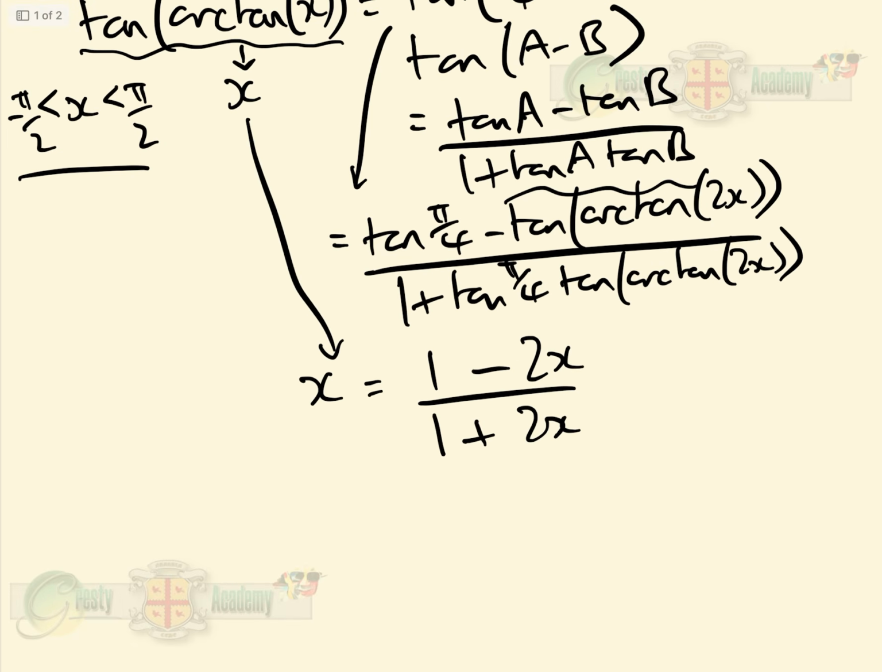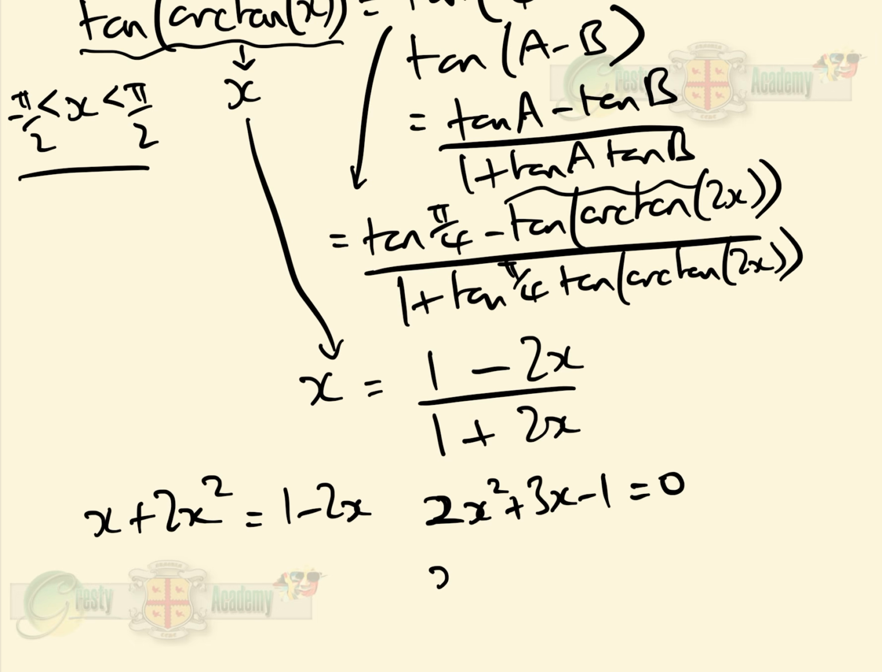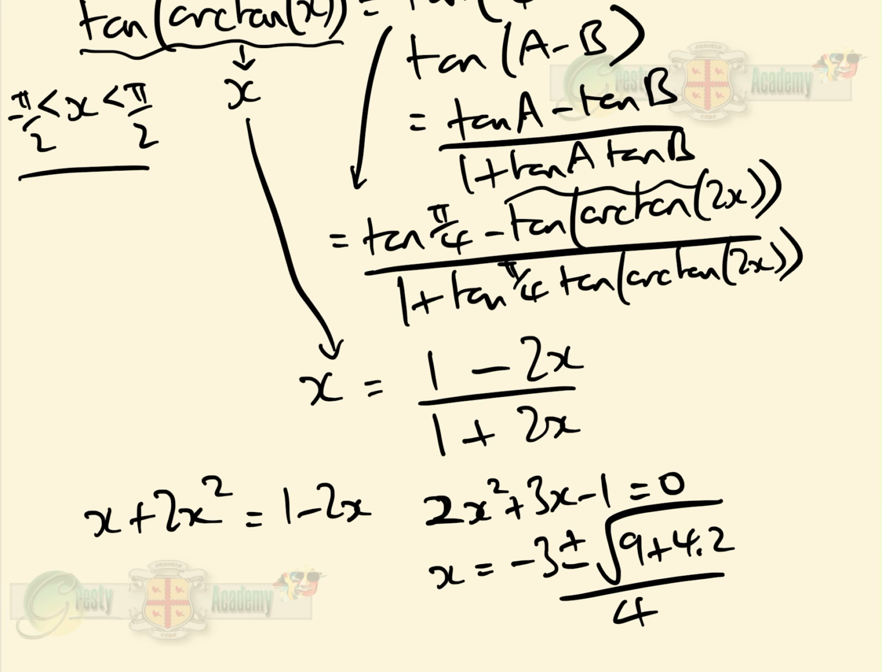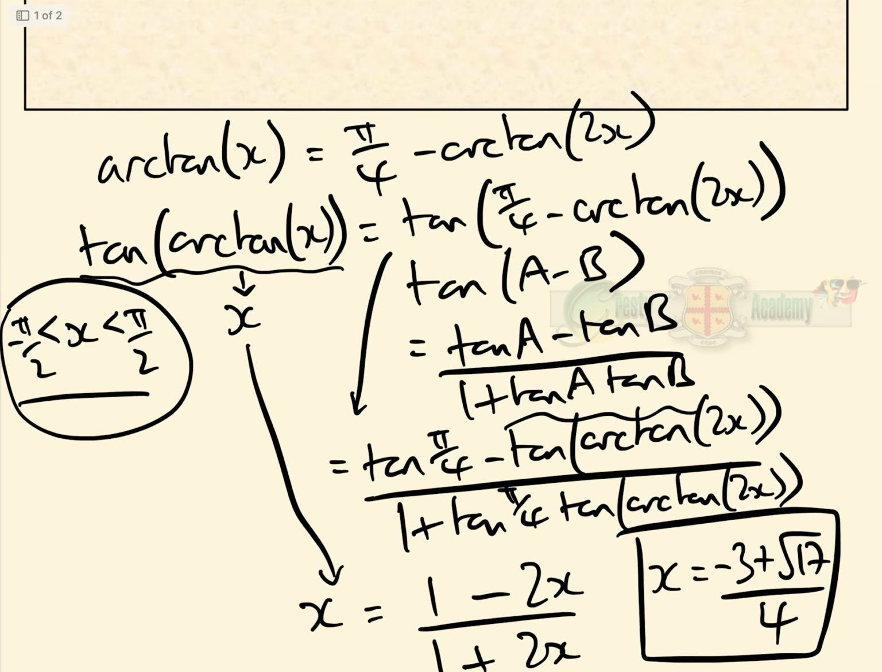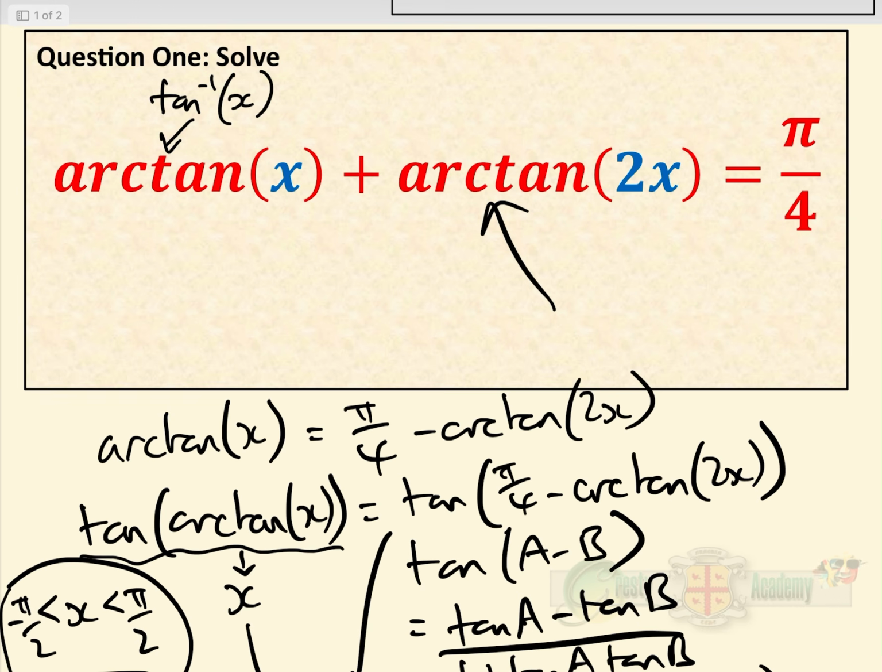And all we need to do now is solve this quadratic, so we get x add 2x squared equals 1 minus 2x, i.e. 2x squared add 3x minus 1 equals 0. So x equals minus 3 plus or minus the square root of 9 add 4 times 2, over 4, which equals minus 3 plus or minus root 17 over 4. And as x has to be in the range minus pi over 2 to pi over 2, we can ignore the negative. So the answer is x equals minus 3 plus root 17 over 4, and that is the solution to this question here. That's the first one.